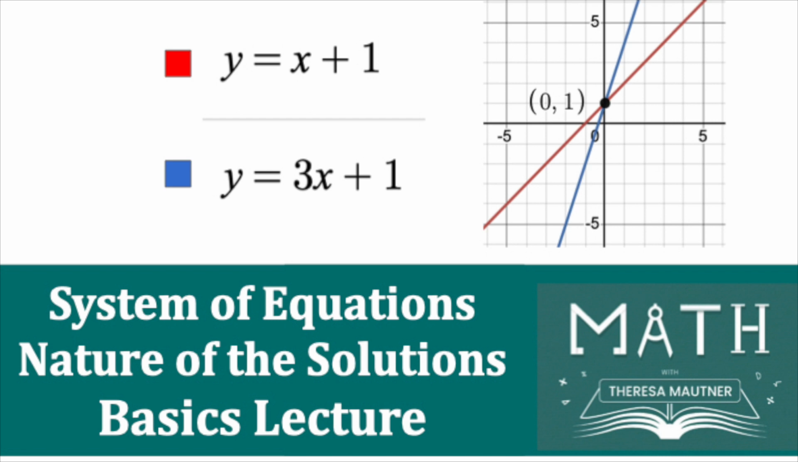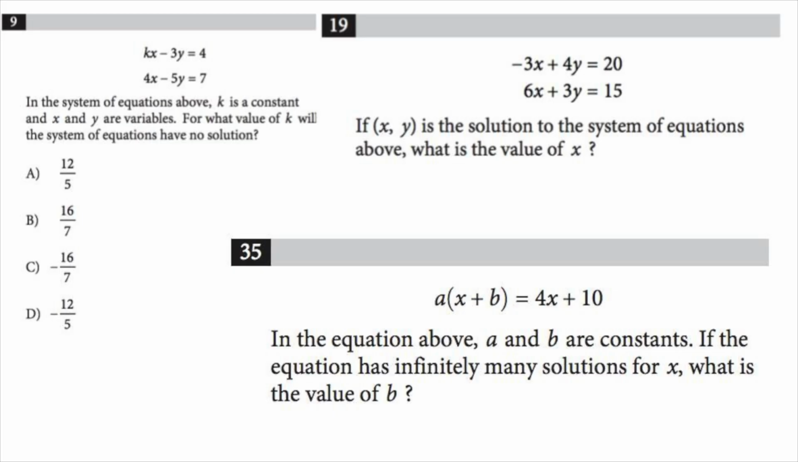This video covers everything you need to know about the three main types of system of equations questions that show up on the SAT and ACT. It also has practice questions so that you could check your understanding. If you want to skip ahead, you can check the description box below for timestamps. You could also listen to the lecture part on double speed. Here are 3 examples of the types of questions you'll be able to answer at the end of this video.